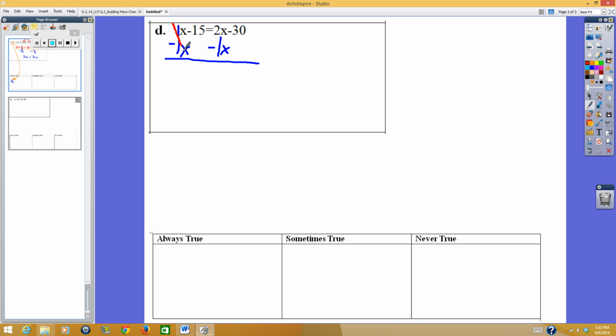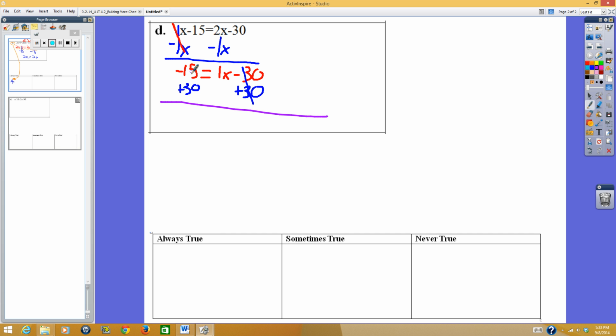1x minus 1x cancels out. On this left side, we've got negative 15 equals 2x minus 1x equals, just have 1x. And then we have to bring down this minus 30. Now, the next step to getting numbers on one side only and your variables on the other side is to get rid of this minus 30. So to get rid of a minus 30, you do the inverse, which is adding 30. Right? These two will then cancel out.